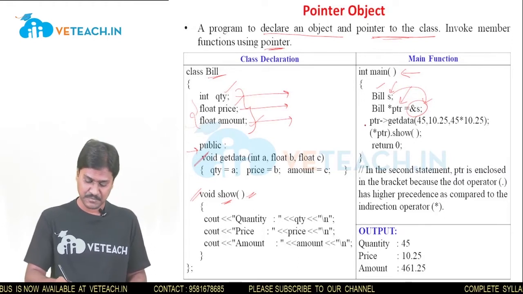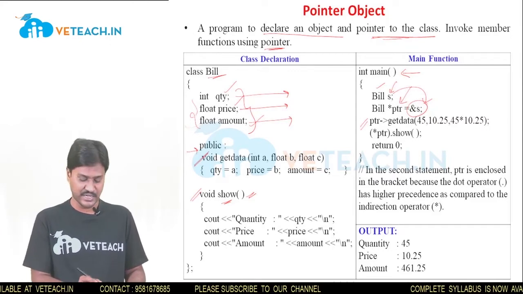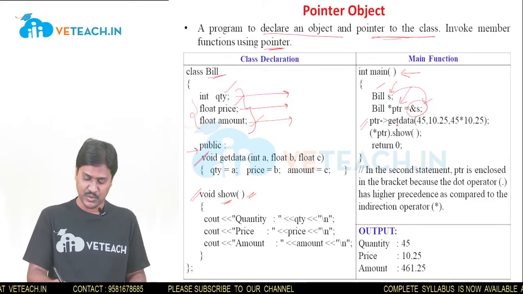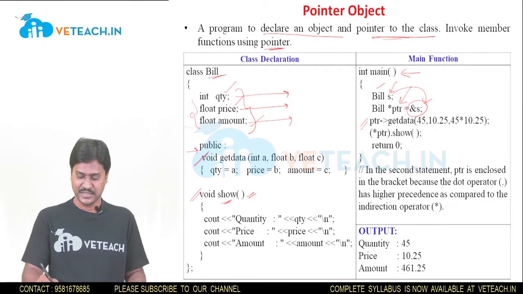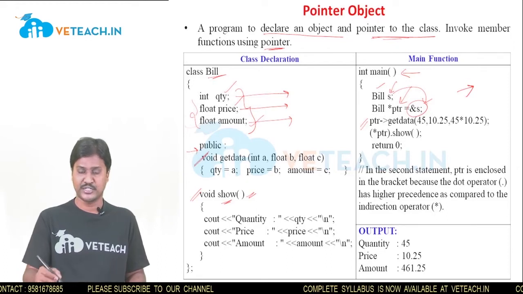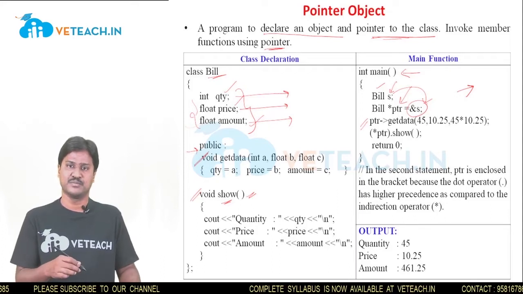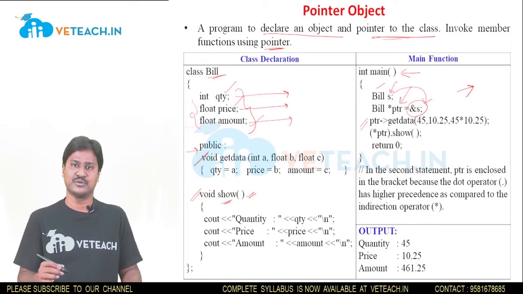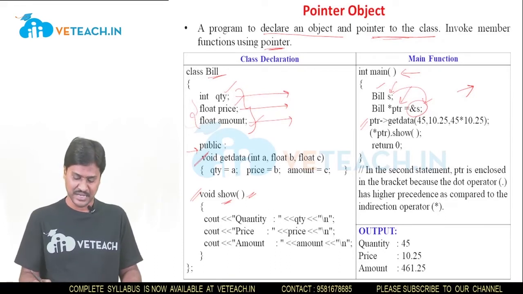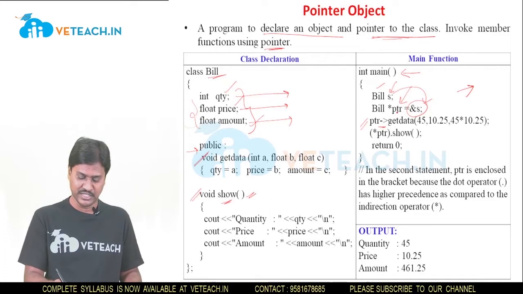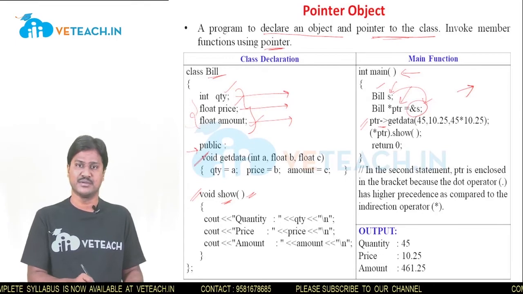Next, I am accessing the member functions, getdata and show. And how am I accessing them? ptr is a pointer object, so we need to use the arrow operator to access the members of the class. This was already covered in the previous topics, classes and objects, on how to declare pointer objects and how to access the members through pointers. The same scenario is used here. ptr is a pointer object. Here, ptr arrow getdata. Getdata is a member function name.